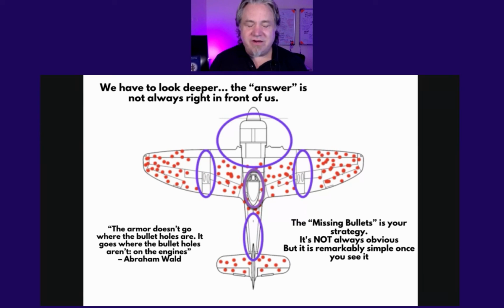And this is a fundamental strategic lesson. It's not always as simple as saying, okay, this is how I see it, this is the solution. The armor needed to go where the bullet holes were not, on the engines and around the cockpit and around the empennage and the main wing section as well. And this is what I call the missing bullets. It's your strategy. It's not always obvious what the solution is, but it's remarkably simple once you see it. Once you have these pieces in place, it's like, oh wow, how did we not see that before? How did we not understand what the real problem was?